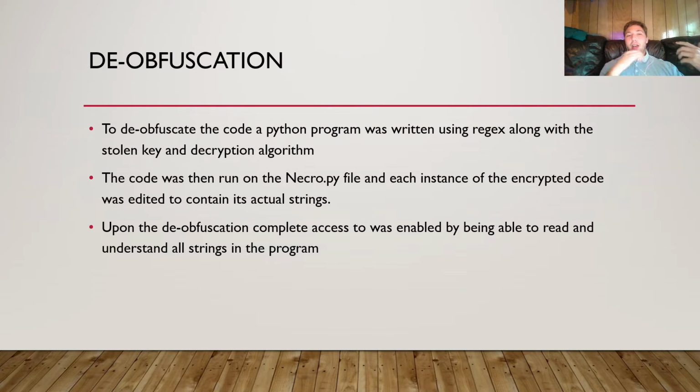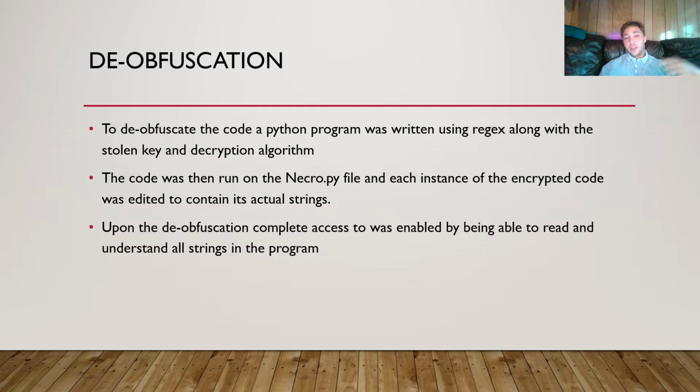Okay, so now you're probably asking, how do you get over this? How do you deobfuscate this and actually take a look at it, which ends up being the game changer. To deobfuscate the code, I wrote a Python program that uses regex, and I found the key and the decryption algorithm. They're very cleverly hidden in the code directly at the top of it. So anyways, the code was then run.